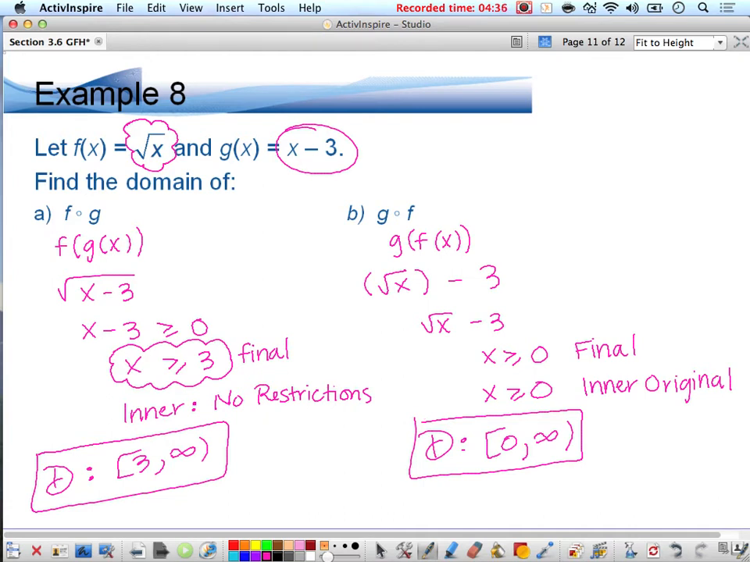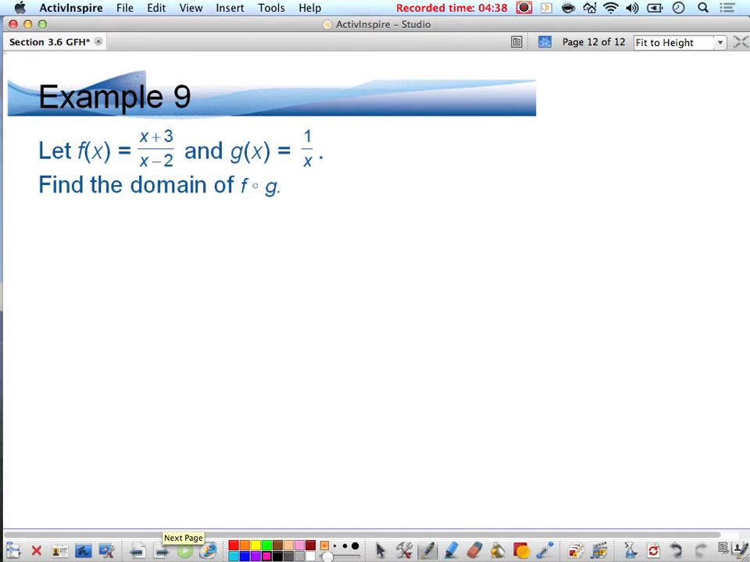Maybe we should do another. Let's look, and this is a little more complicated, so you want to really pay attention here and make some really good notes. If our original function is f of x equals x plus 3 over x minus 2, and g of x equals 1 over x, I would like to find f of g of x and find the domain of that.